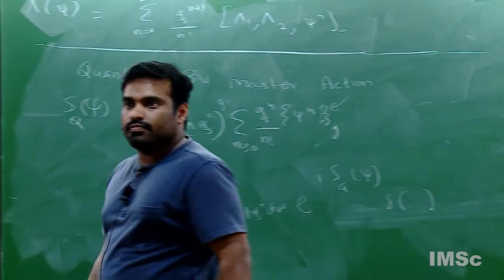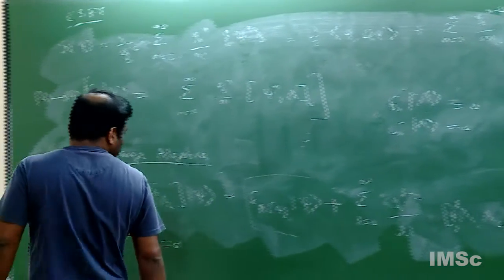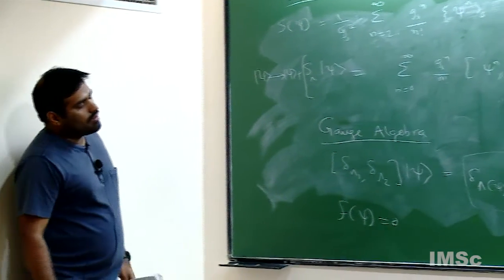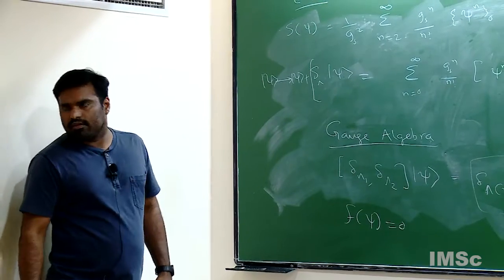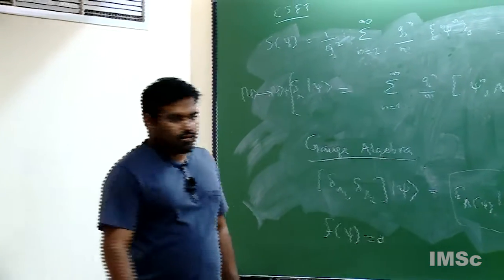What is the main structure of the gauge algebra for open string field theory? Is it also an open algebra? I think, I don't remember the precise.